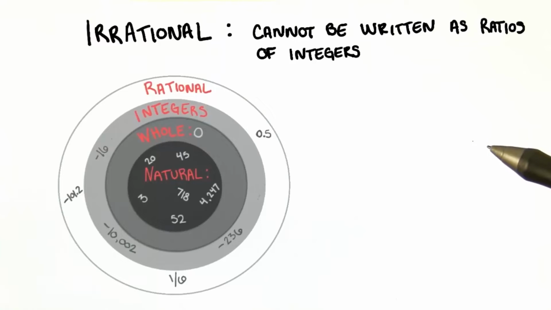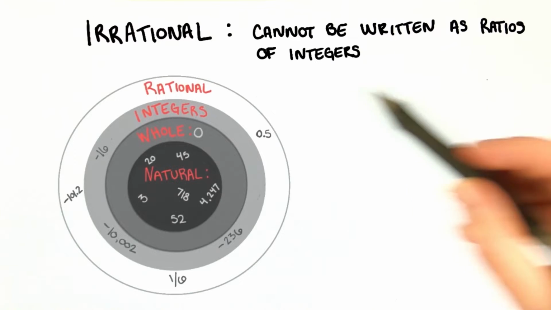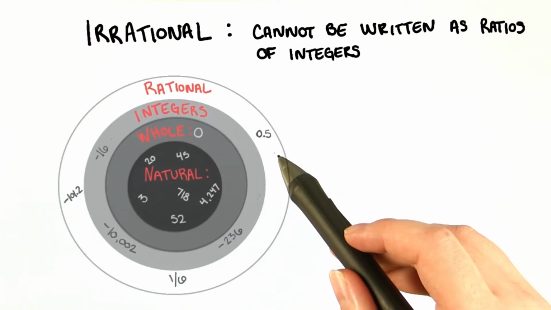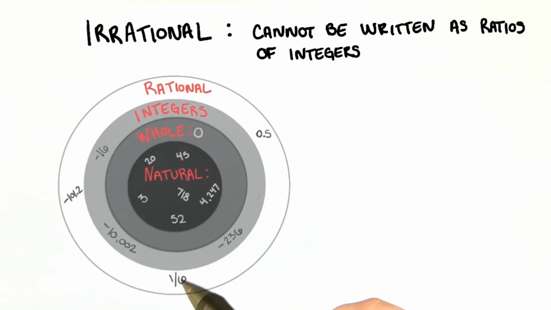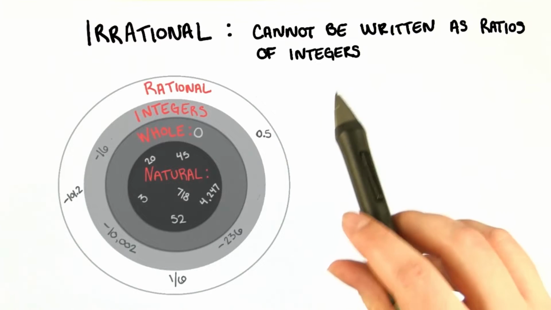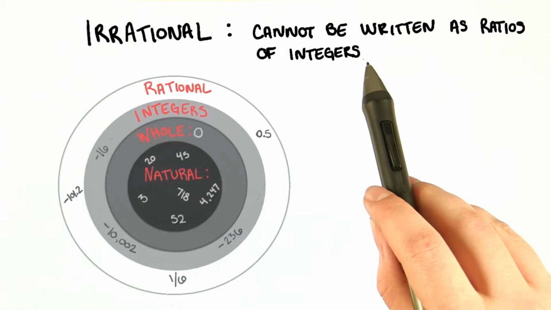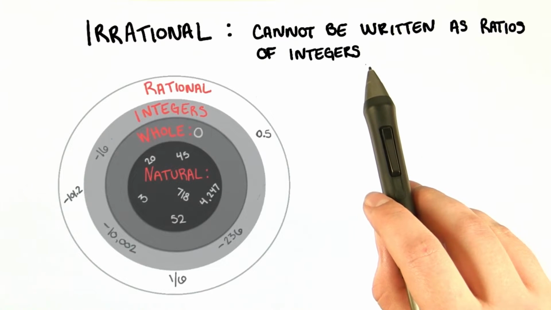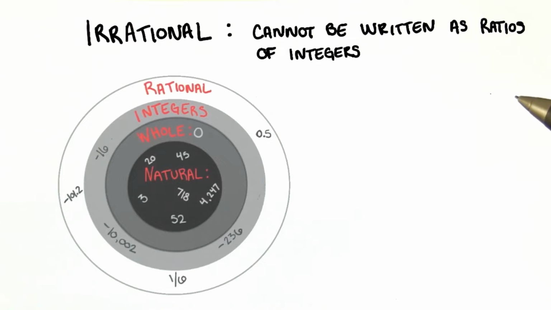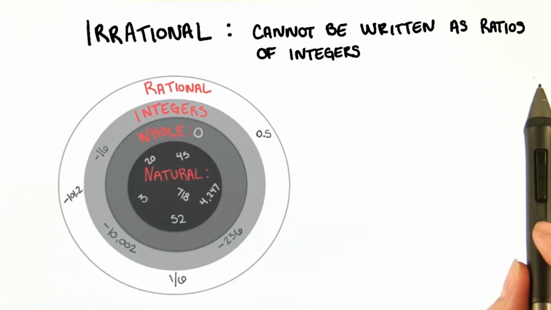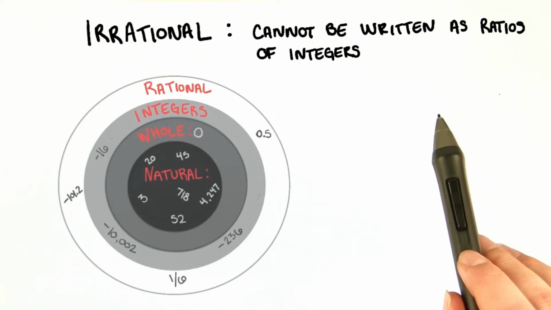When we talked about rational numbers, we said that they are numbers that can be written as ratios of integers. Irrational numbers are numbers that are not rational, so they are numbers that can't be written as ratios of integers. We've seen that rational numbers are either integers or have decimals that either end or repeat. Irrational numbers, therefore, have infinitely long decimals that don't follow any sort of pattern.